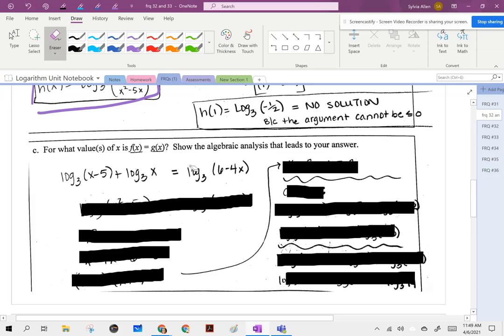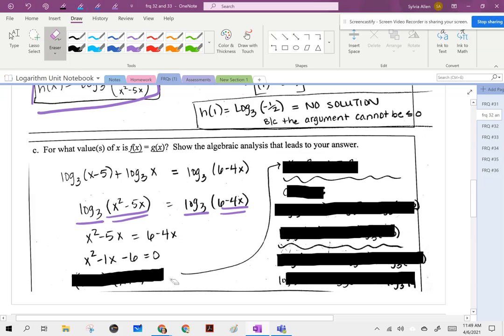Okay, so where are they equal to each other? So I set them equal to each other. I'm going to condense them to be on one log on each side. Once these guys are the same base, I can just set these arguments equal to each other and solve. It's quadratic, so I've got now x is equal to 3 and negative 2.